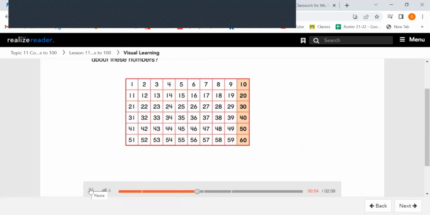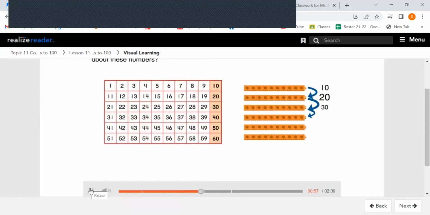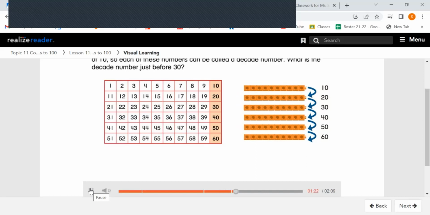Now look at the groups of cubes. What do you notice about these numbers? They are the same as the colored numbers in the chart. How many cubes are there in each group? There are 10 cubes in each group. So every time you count a group, how many more cubes are you counting on? Each time you add a group, you count on by 10 cubes.